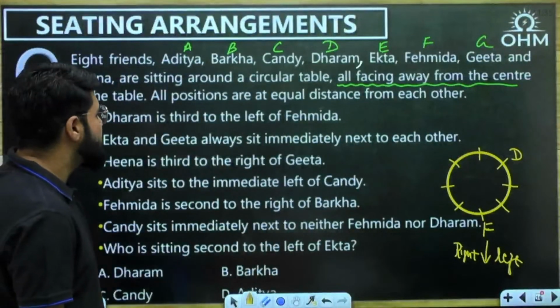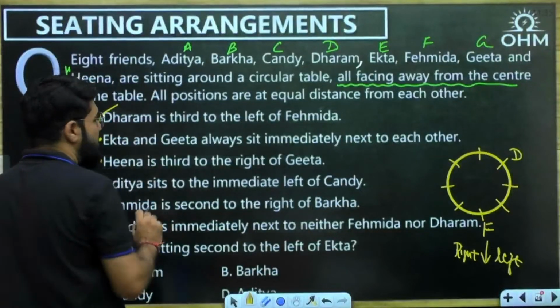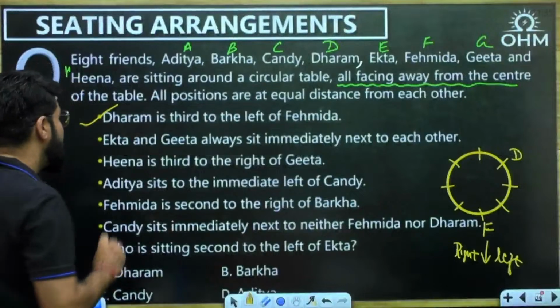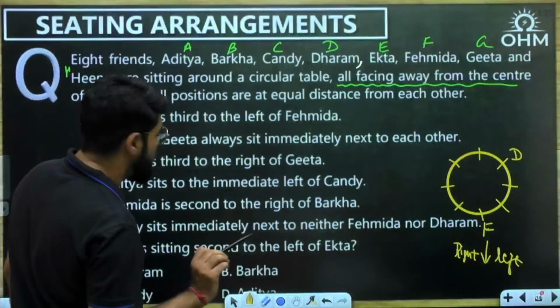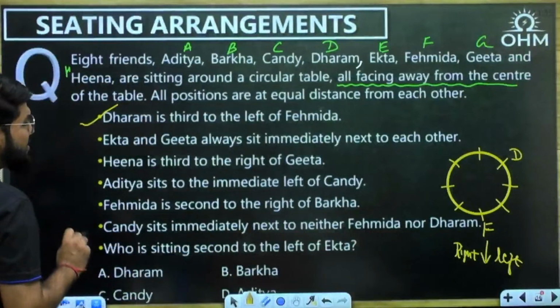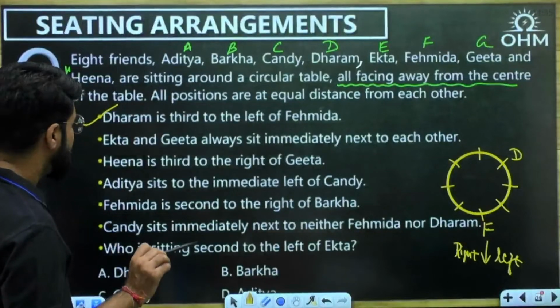Ekta and Geeta always sit immediately next to each other. So this point is done. Whatever is done, I will tick mark. Ekta and Geeta sit immediately next to each other, so they will be consecutive, but I don't know where to place them right now. Then Hina is third to the right of Geeta. Aditya sits left of Candy.